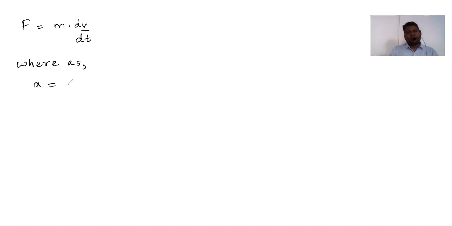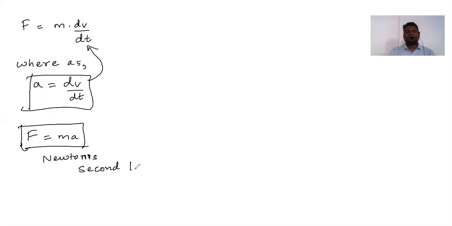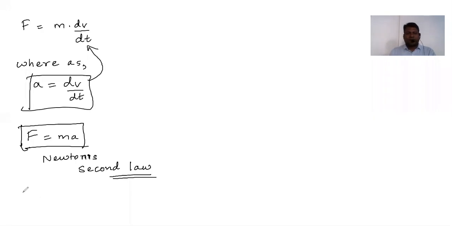So F is equal to m into dv by dt, whereas a is equal to the rate of change of velocity. You substitute this here, so we'll get F is equal to ma. This is the conclusion for Newton's second law. Newton's second law is over. You can also write Newton's second law in vector form.